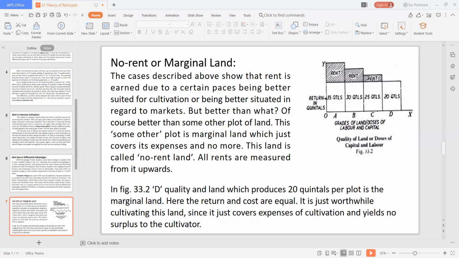All rents are measured upwards. Above this, if you see the diagram, land C is able to earn a minimum level of rent because it is in excess of the expenses of cultivation. Likewise in land B and land A. In figure 32.2, you can see D is a quality of land which produces only 20 quintals per plot, a marginal land. Here the return and costs are equal. It is just worthwhile to cultivate the land since it covers the expenses of cultivation only. But there is no excess or surplus.